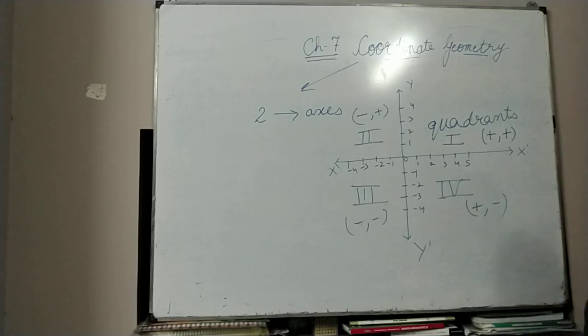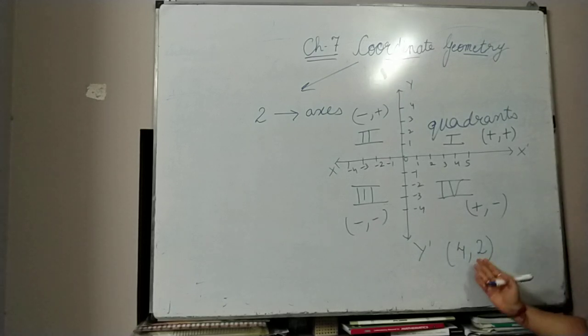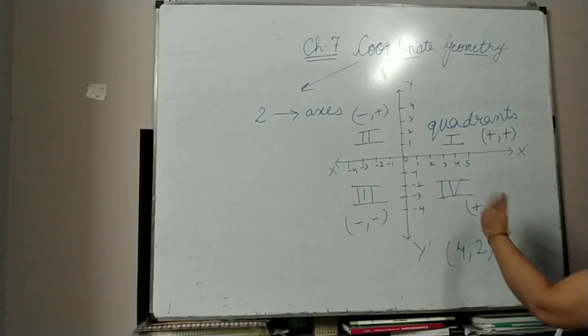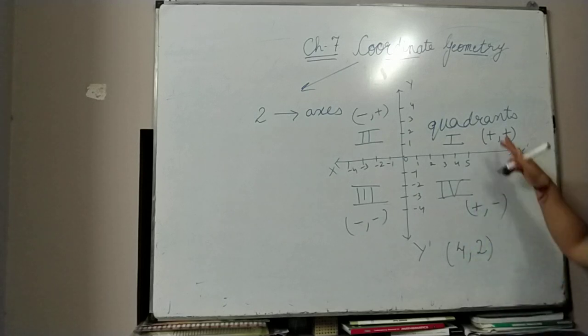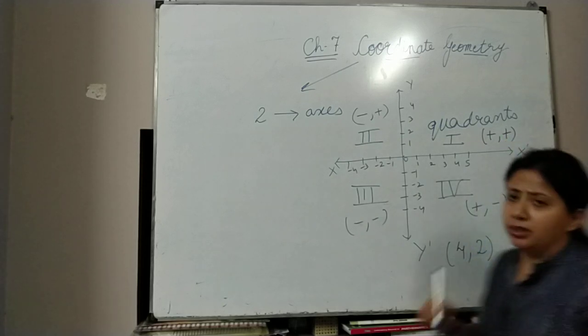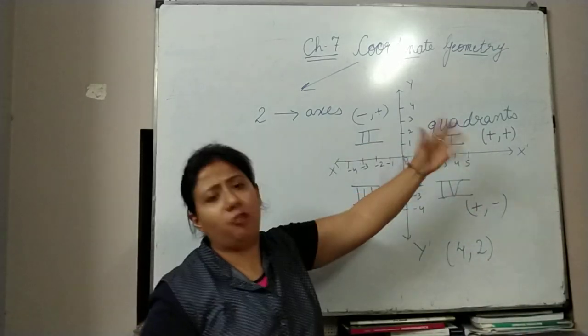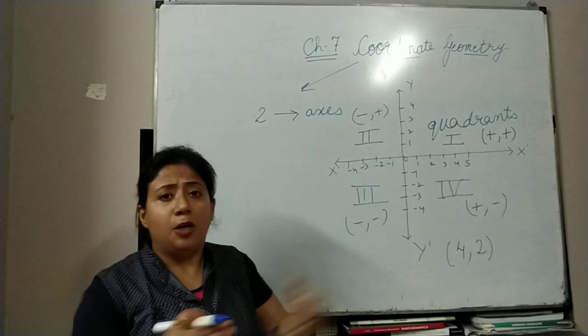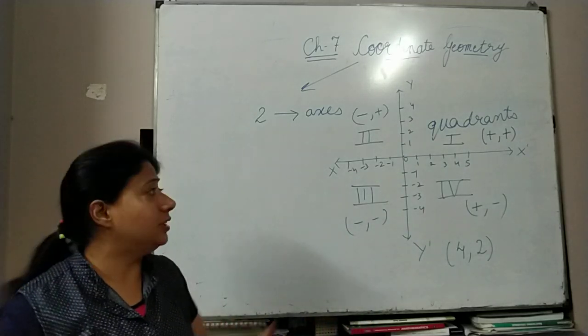In 9th grade, this question is normally asked to students: where is the point (4, 2) located on the Cartesian plane? Normally students answer that both are positive, so it is in the first quadrant. This you have done only in 9th standard, the location of points in different quadrants. But what is the difference in 10th standard? What are we going to learn in 10th standard in this chapter?